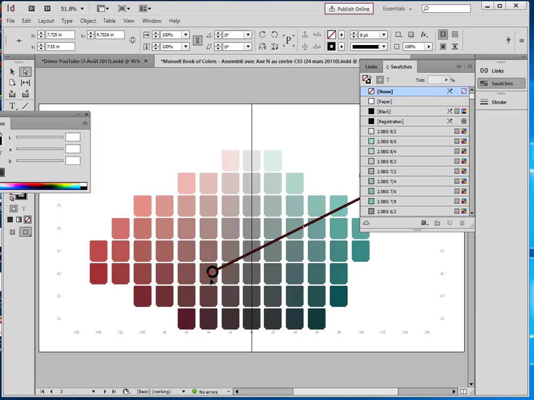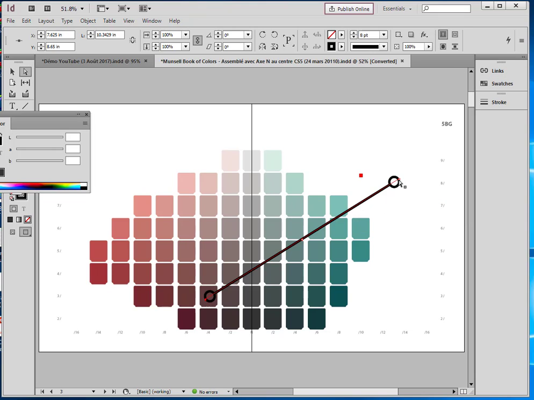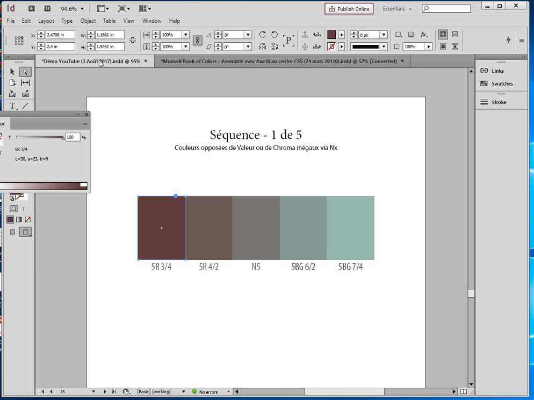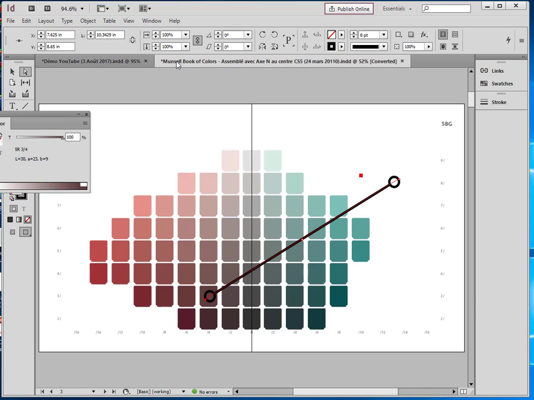5R, 3 value, and 4 in chroma. Sorry, it's this color, this guy. And on this side we have, sorry, my memory is failing, 7, 4. So 7 is the 7 value, and 4 is over here.